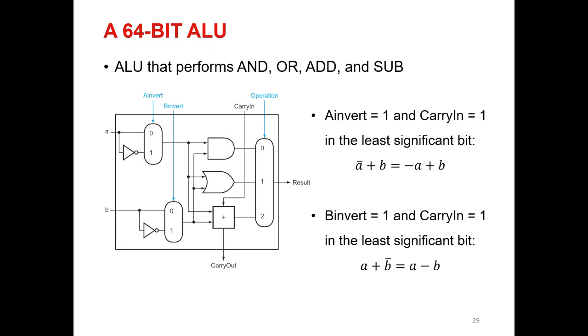Someone is also asking, what is A invert? As I have mentioned, A invert is the control signal for this multiplexer. If A invert is 0, then we are not going to invert A. The signal A will be the output from this multiplexer. And if A invert is 1, it will apply this inverter, and the output of this multiplexer will be A inverted.